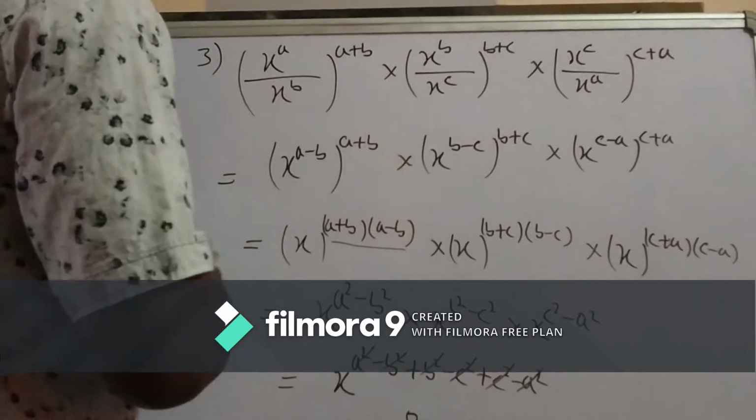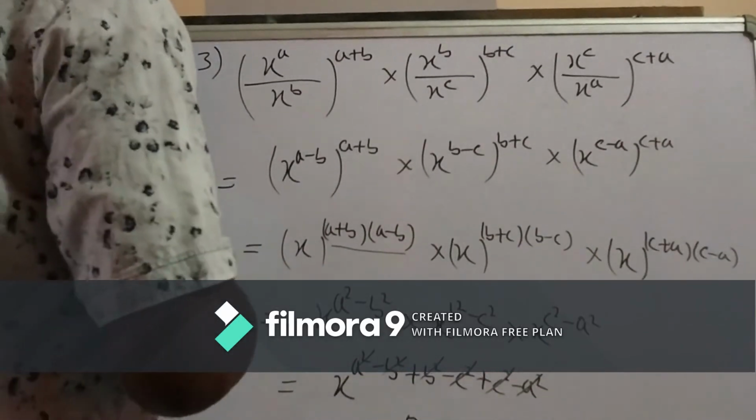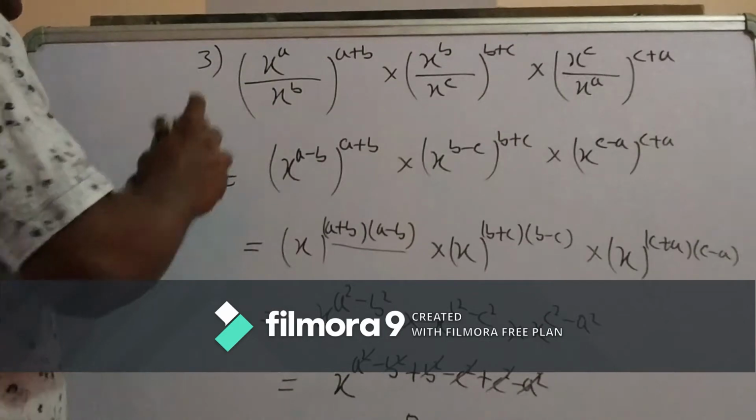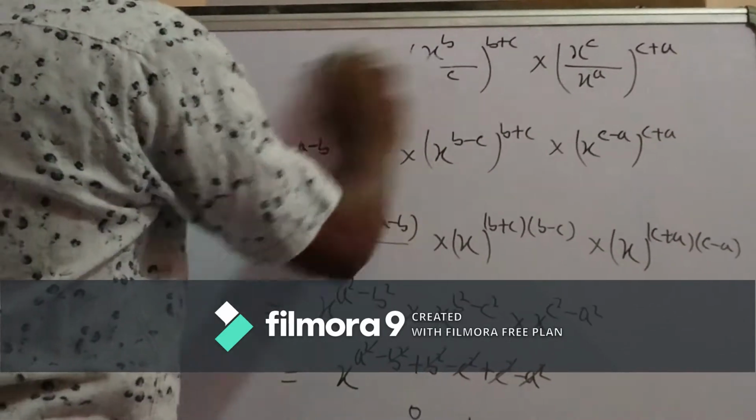Question number 4. Another type. Suppose a variable is given to you. How to solve by taking common. Write in your copy. Pause the video and write it in your copy.